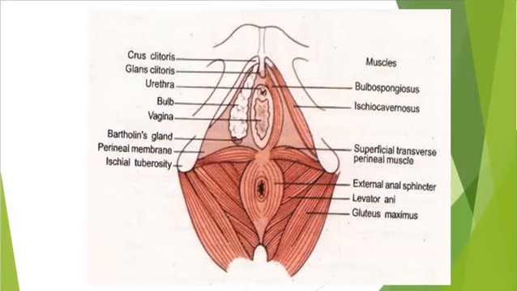So this is a little bigger picture. Here we can see the bulbospongiosus and transverse perineal muscles, superficial transverse perineal muscles, below which, or above which will be the deep transverse perineal muscles. So these two muscles are important from the episiotomy point of view.